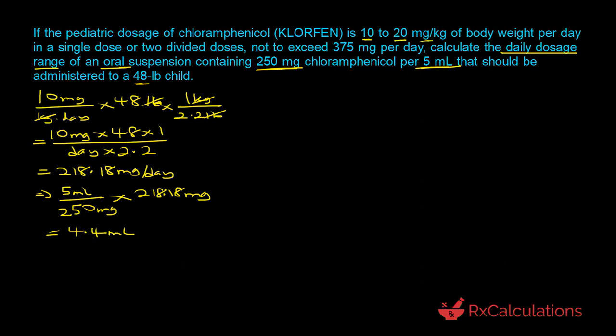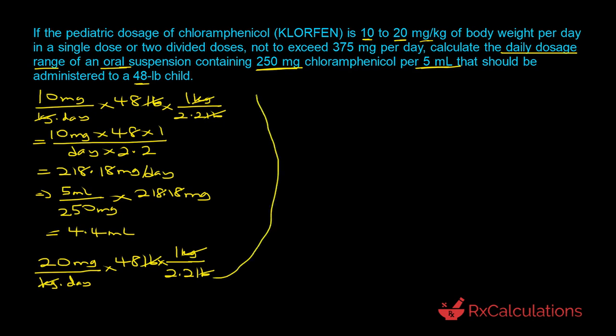So now the upper end of the range is given as 20 milligrams per kilogram. And so we repeat the process for 20 milligrams per kilogram per day. That will be 20 milligrams divided by kilogram per day, for a 48-pound child once again. So 48 pounds, but we need to convert the pounds to kilograms. So we use the conversion factor: 2.2 pounds is equal to 1 kilogram. The kilograms cancel out and the pounds cancel out.